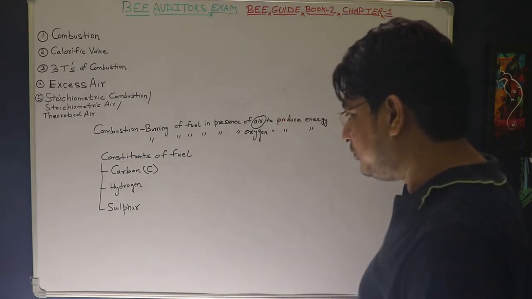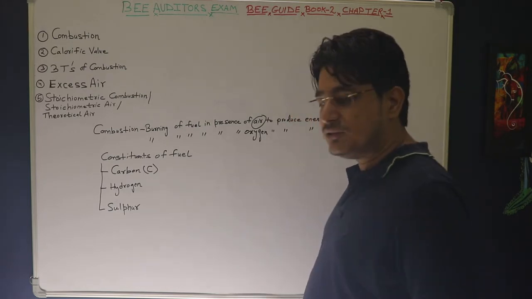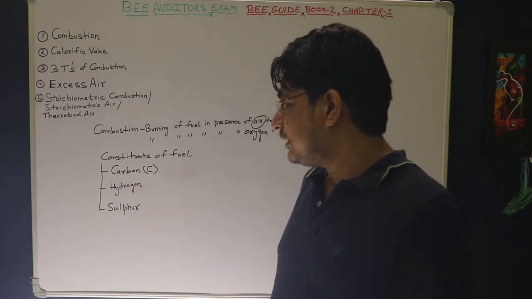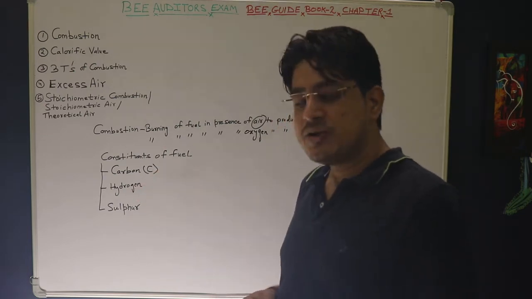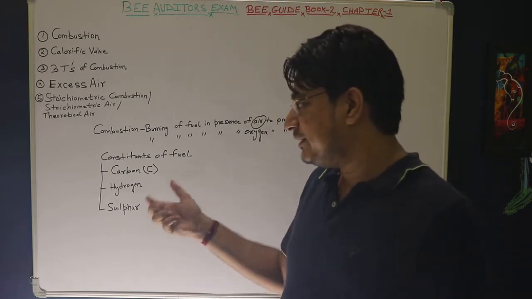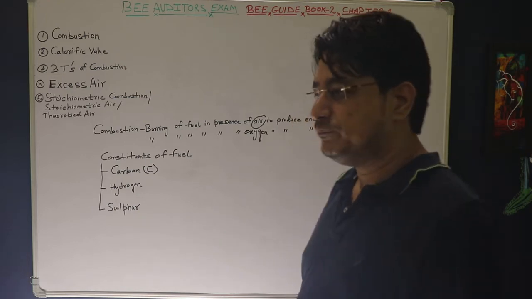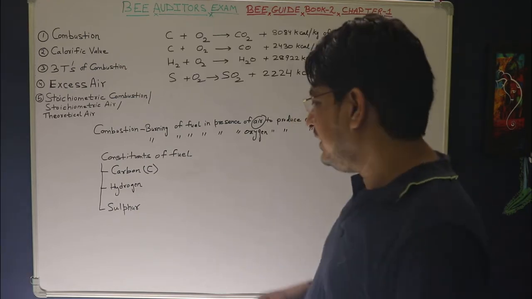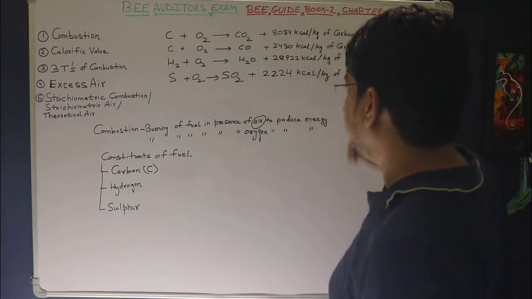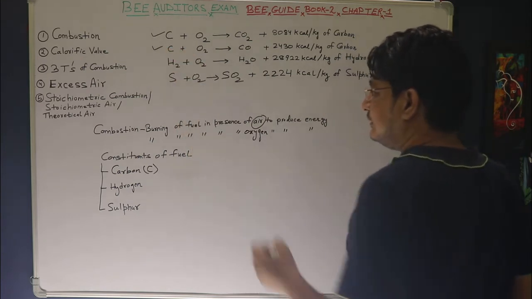Now we will see how the combustion of these three components takes place. As I have already told you, combustion is nothing but burning in presence of oxygen. We will see what the various reactions are that are involved in the combustion of these three components. You can see here the combustion of carbon involves two reactions. First one is this one and second one is this one.